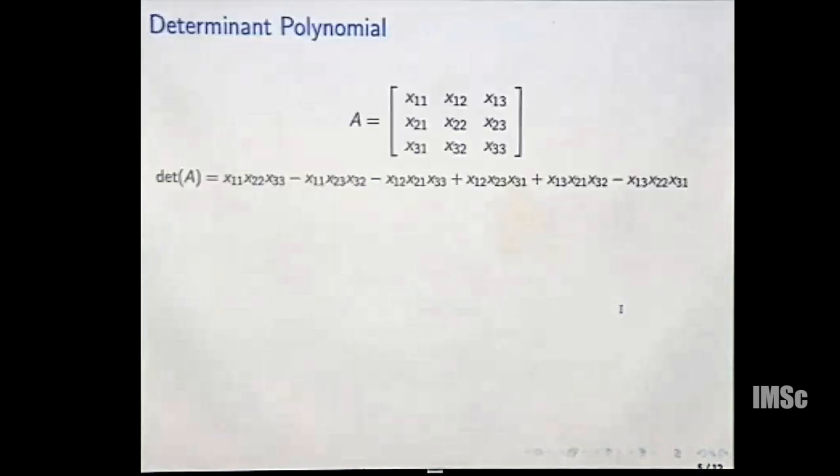Okay. So let's see some examples of polynomials and then try to understand what is going on. So here is a matrix. It's a 3 cross 3 matrix. The entries are symbols instead of numbers. Okay. So x1,1, x1,2, and so on up to x3,3. The determinant of this matrix can be described like this. So I've just written out the determinant.